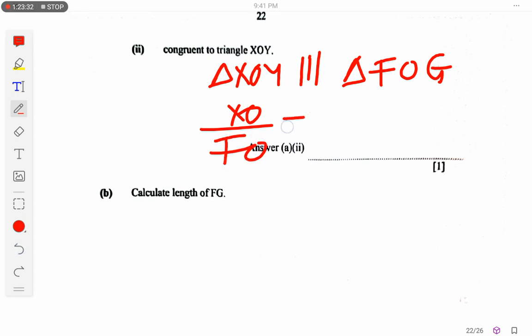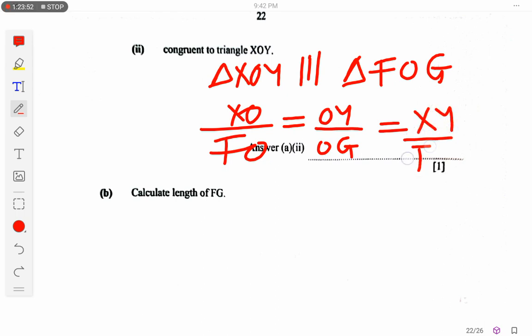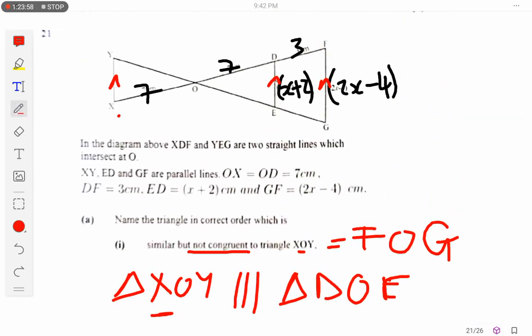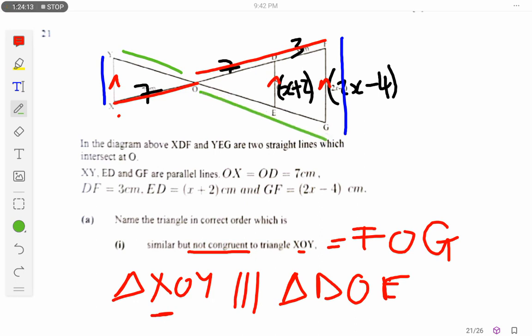Then I can say it is equal to OY over OG, which is also the same as XY over FG, like that. I'm just taking the sides, guys, from here. I take OX, this one, and relate it to that one. Then I also took XY, this one, and related it to that one. Then lastly I took this one and related it to that one. Okay, that's what I did.